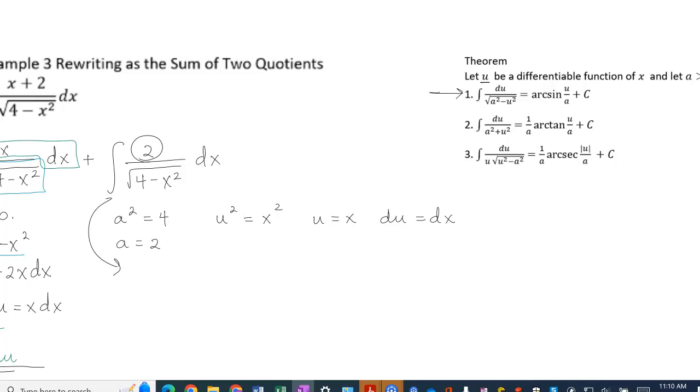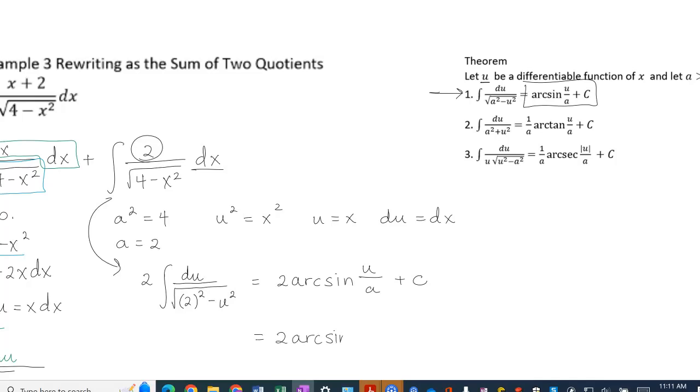The 2 that's in the numerator, I can simply pull out in front of the integral. The dx that's left in the numerator will be replaced with du. And then under the square root, we have 2 squared, just rewriting that to match this form, minus u squared. We'll keep the constant of 2 in the front. The theorem tells us that that integral is equal to arc sine of u divided by a plus c. In this case, our u was x, so we have arc sine of x divided by 2 plus c for our second integral.